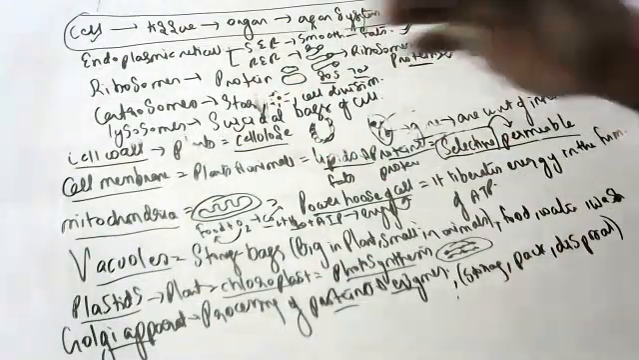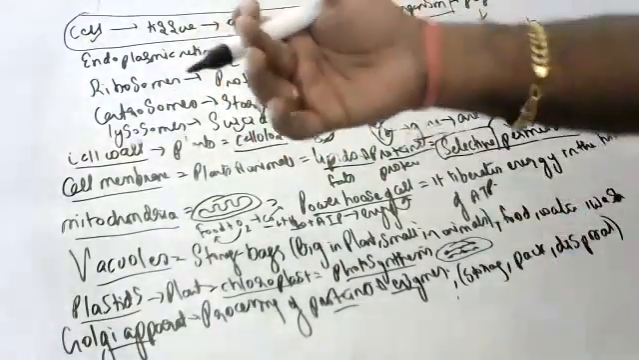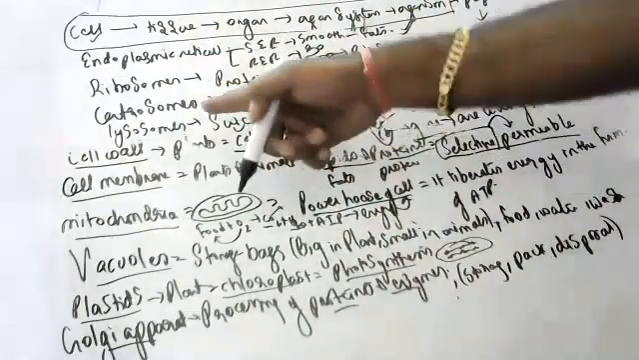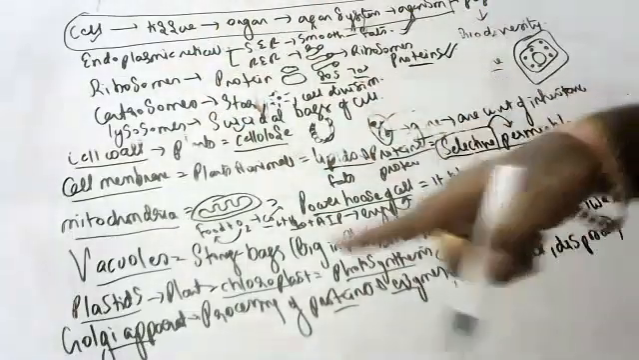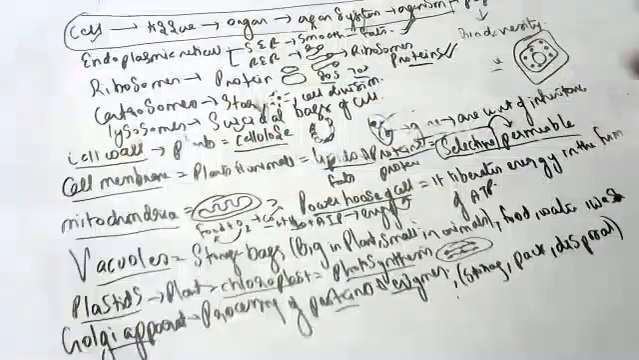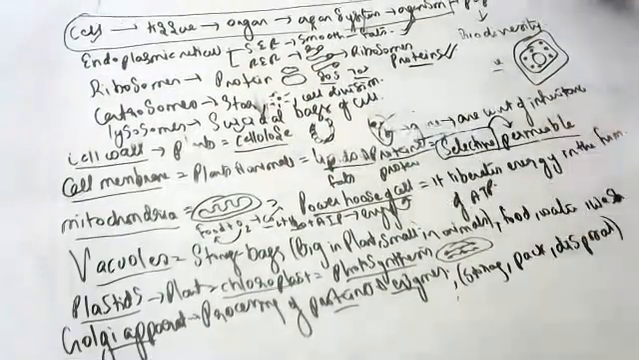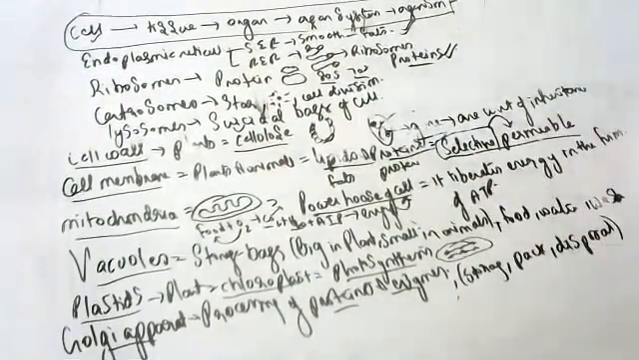Lysosomes contain powerful digestive enzymes. If any foreign bacteria or foreign organisms enter the cell, they will kill them. When the cell is about to die, it will absorb its own cell. That's why lysosomes are famously called suicidal bags of the cell. Last but not least, the most important part of the cell is the nucleus.